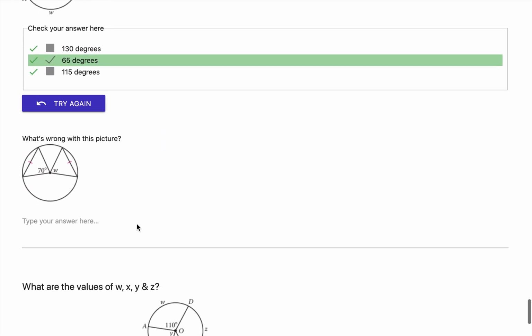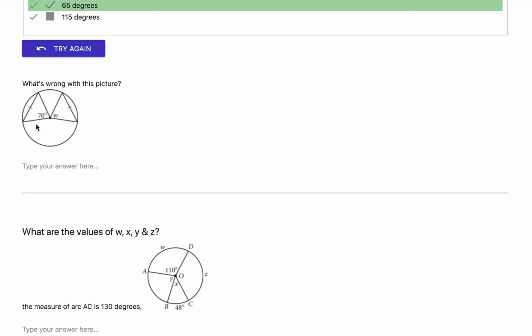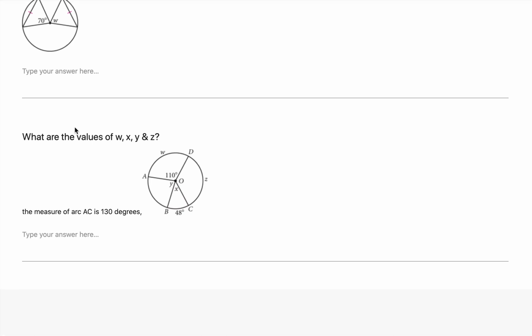We're going to skip over this question because it actually is the wrong picture. I put the wrong picture in, and we're going to skip just to this last problem where it says, what are the values of W, X, Y, and Z? So what I want you to do is type in your answer. Just say W equals blank, X equals blank, Y equals blank, and Z equals blank. Oh, and noting that this is important, arc AC is 130 degrees. If you missed that piece of information, this would be very difficult.